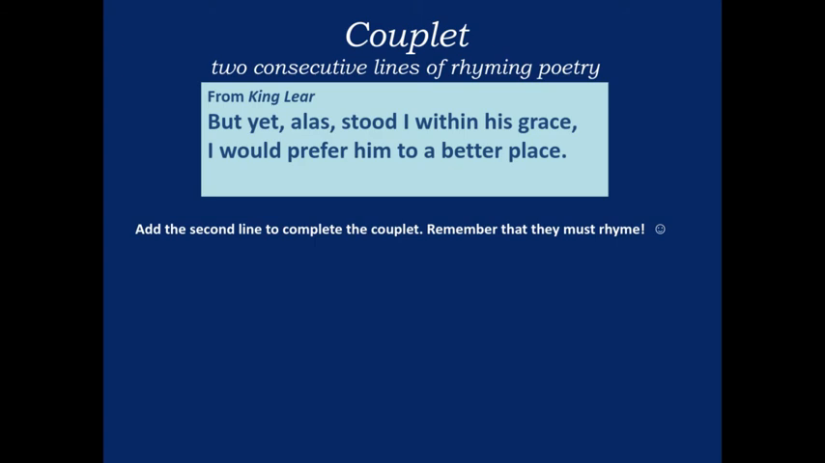Couplets are when we do have rhyming, and you might have seen this in poetry. So it's 2 consecutive lines of rhyming. So this is from King Lear.